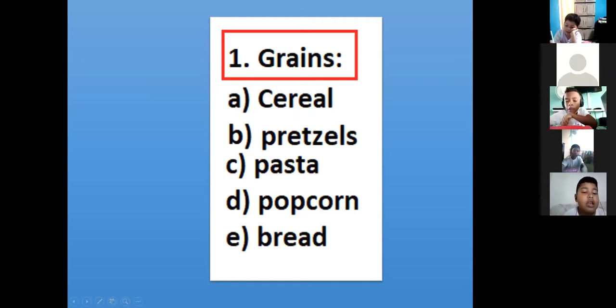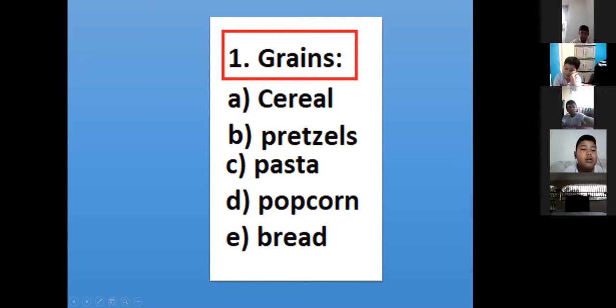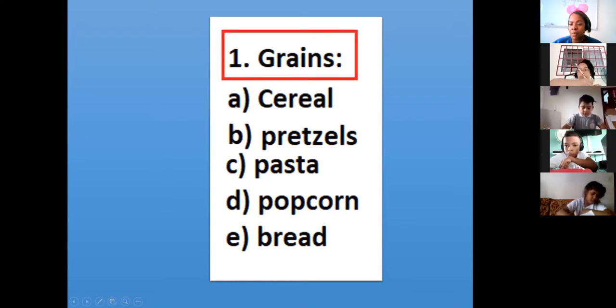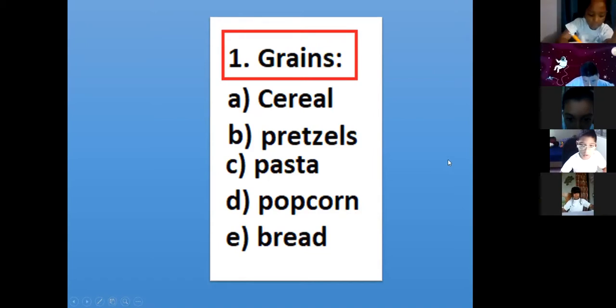Grains, hay que escribirlo. Sí, porque ese es uno de los grupos, el primer grupo. Si tú observas, lleva el uno, entonces ese es el primer grupo que existe. Vamos a ver los siguientes grupos. Come on, everybody, write quickly. Repeat: grains, cereals, pretzels, pasta, popcorn, and bread.